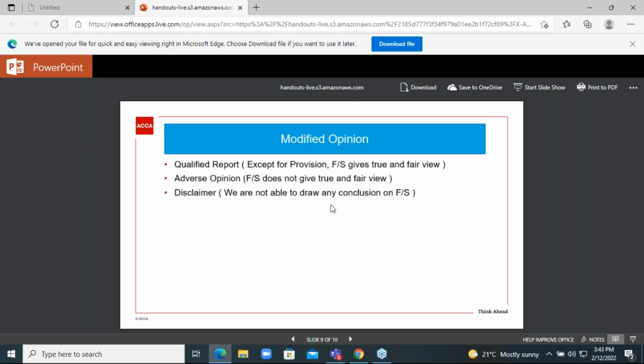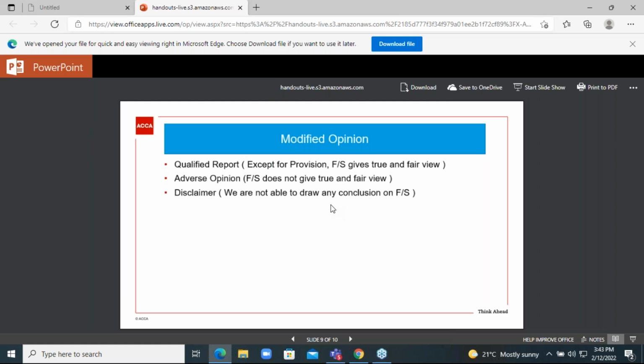Now, qualified means that the major portion of the financial statement is okay, but there is a material misstatement and it should be adjusted. So, for example, the word written is provision. It could be impairment, except for impairment, except for inventory valuation, financial statement gives true and fair view. In adverse case, we are going to say that financial statement does not give true and fair view. So all of the financial statement, whole financial statement is materially misstated in that case.